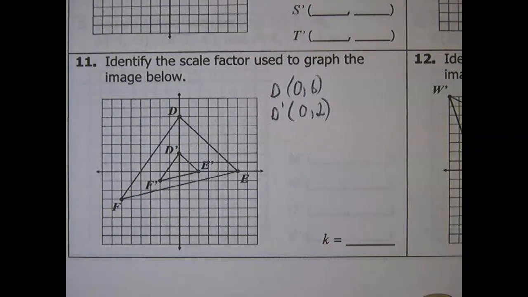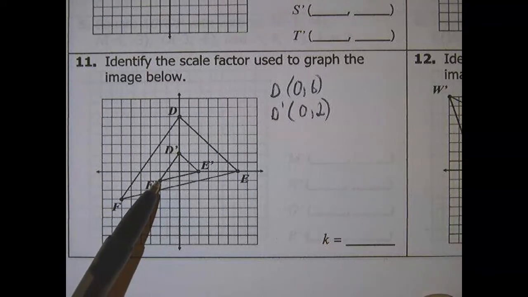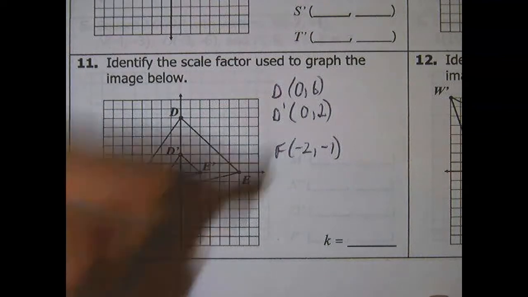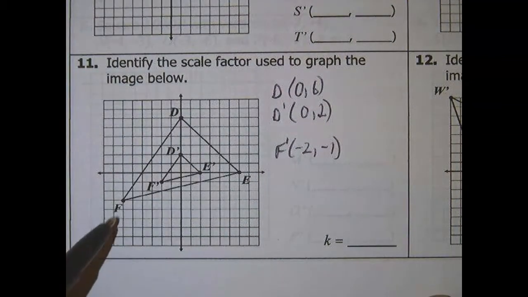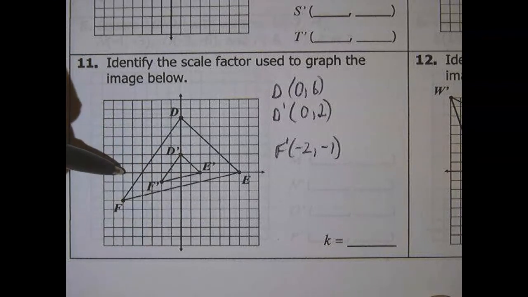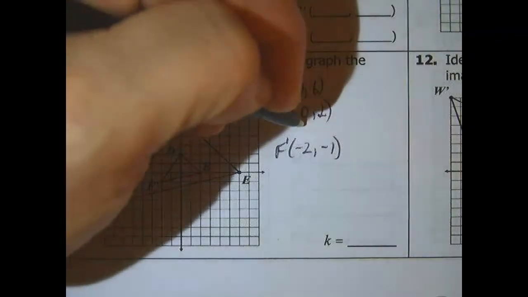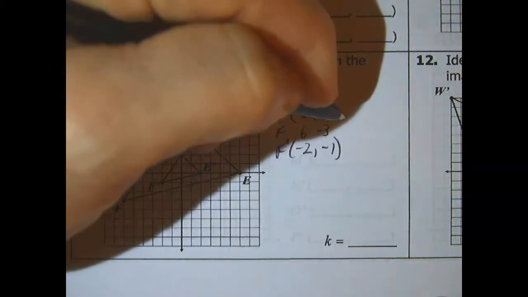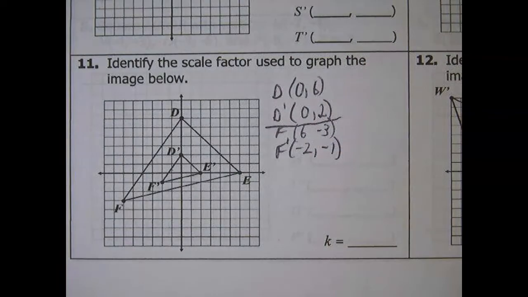But let's just get another point, too, just to make sure. Let's get F, because it's not on one of the axes. So F prime is at -2, -1. And F was at 6, -3. Didn't leave much space there because I put the F prime a little too close, but that's okay.